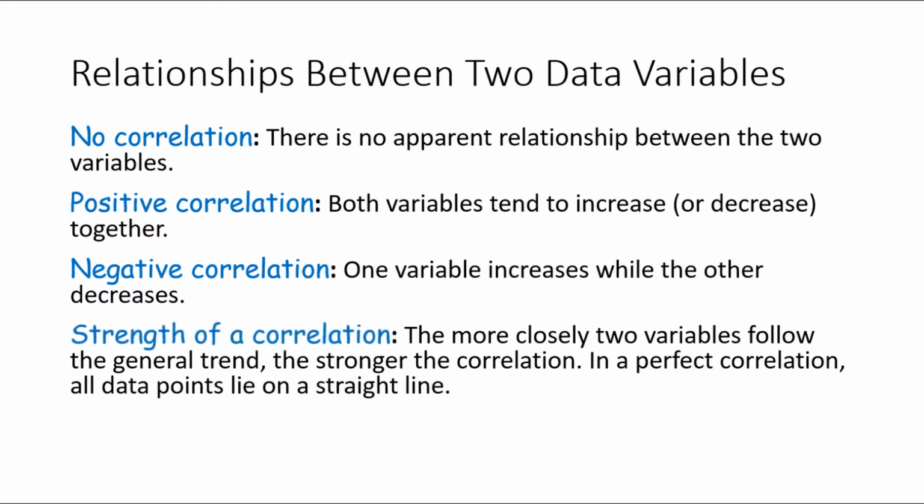And strength of a correlation. The more closely two variables follow a general trend, the stronger the correlation. In a perfect correlation, all data points lie on a straight line.